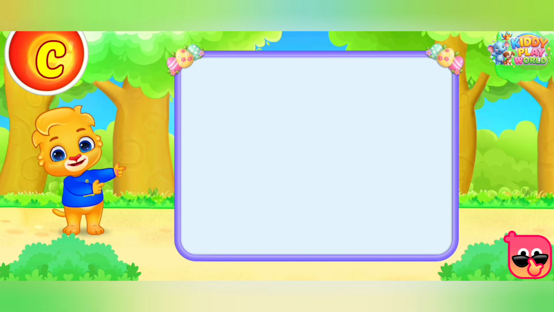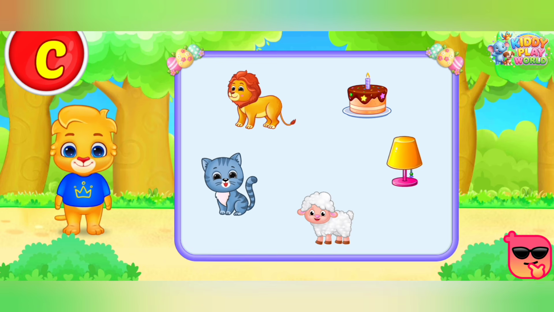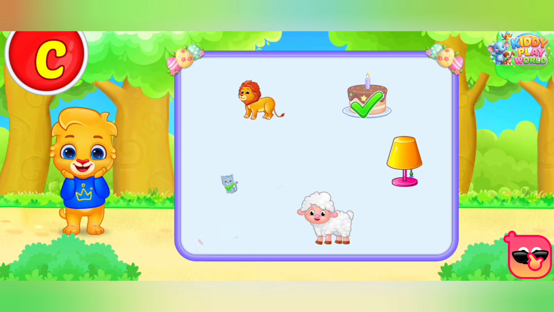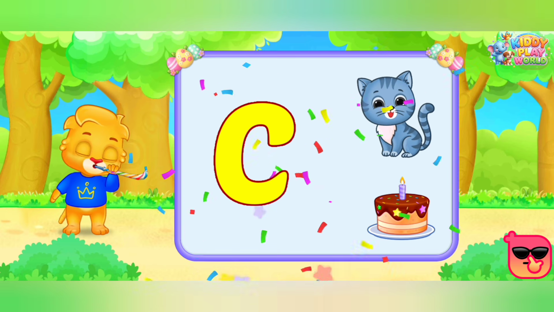Tap the picture that starts with letter C. C is for cat. C is for cake. Well done!